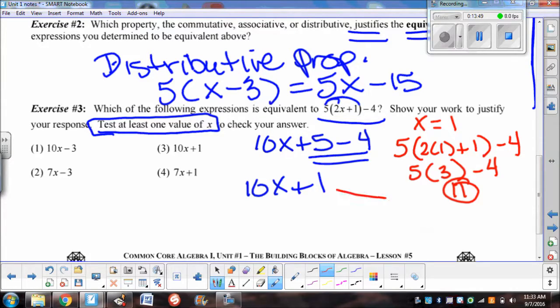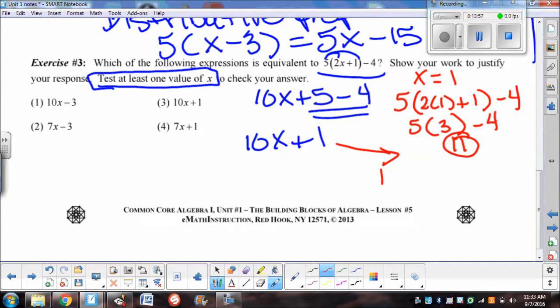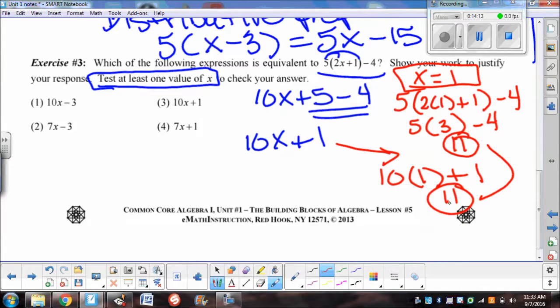So now let's do the same thing into my answer that I got when I distributed and combined like terms over here. So does the same thing hold true? 10 times 1 plus 1. Absolutely, those two are equivalent. So I distributed correctly, I combined like terms correctly. This test value told me I did my work correctly. Even if you picked a different number, say you picked 0, because 0 is pretty easy to work with, you would end up coming up with two equivalent expressions. So the answer to that is going to be that 10x plus 1.